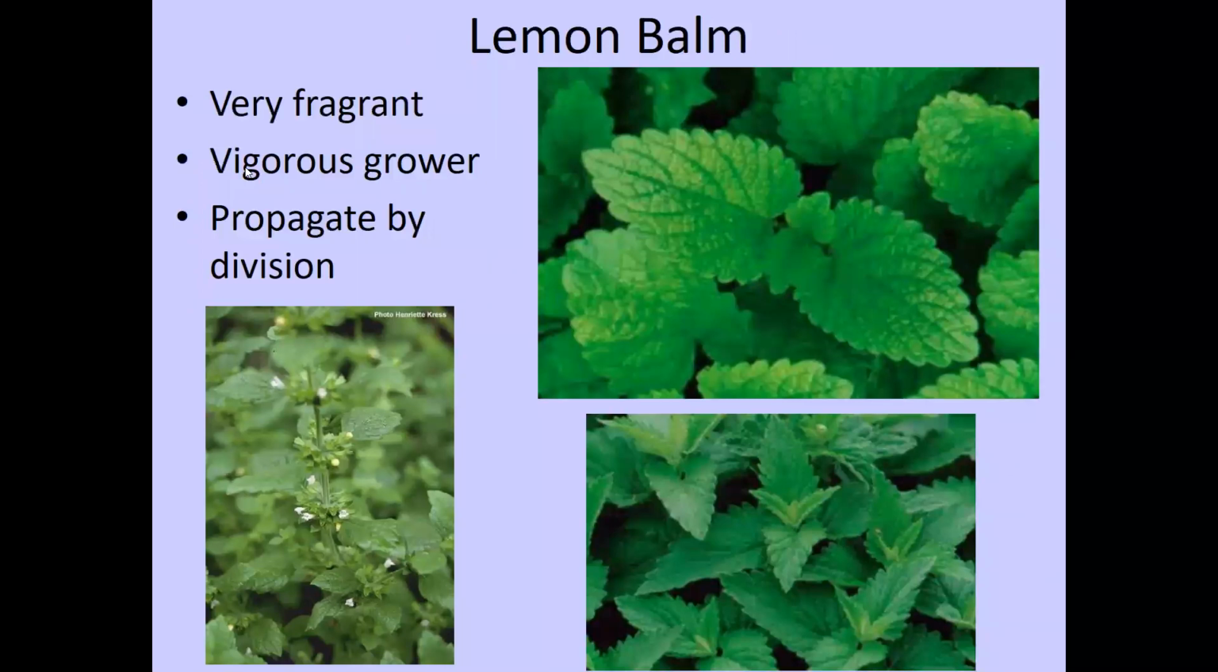Then we're moving on to a lemon balm. This is a very easy one to grow. It's actually in the mint family. Very fragrant. You propagate it by root division. Again, it's going to give you a nice light lemon flavor.